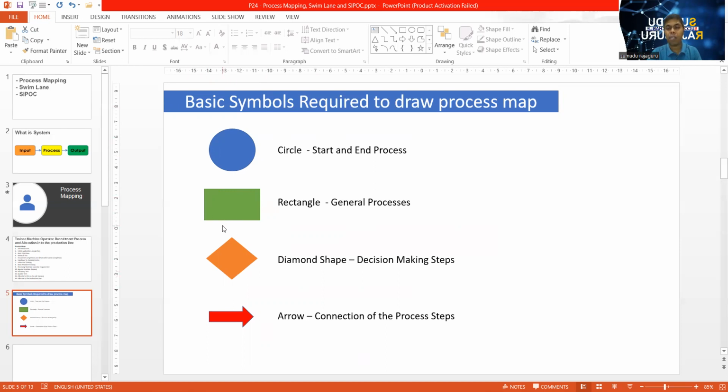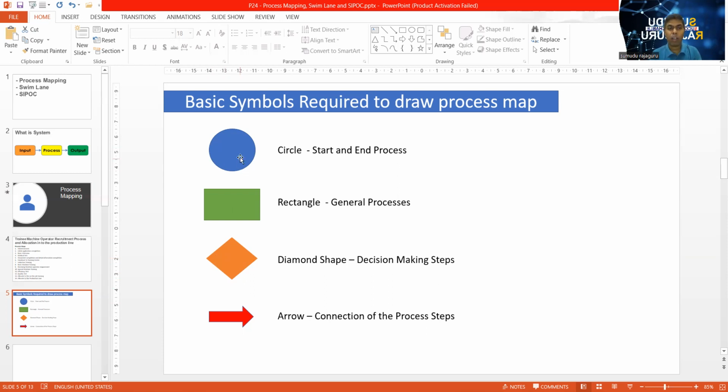This is called the diamond shape. This is very special. If we have to make some decision, at that point we have to use the diamond shape, because there are several outputs. If the input comes from here, there can be three outputs. Usually we use two outputs. Decision making means okay or not okay, pass or fail, something like that.